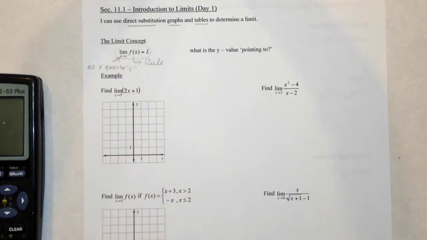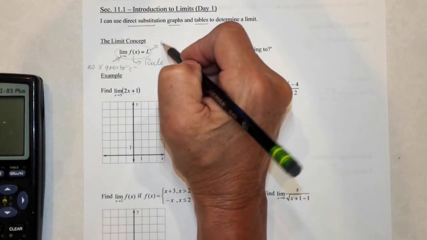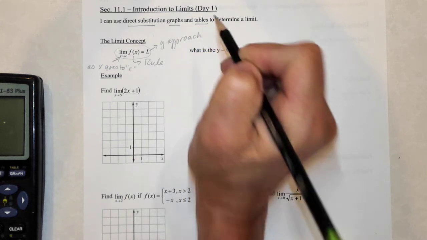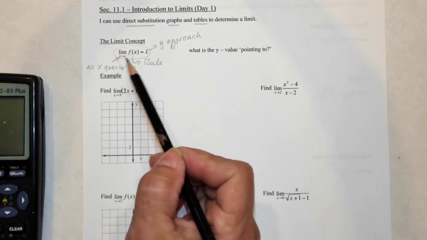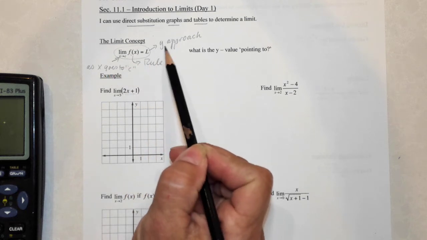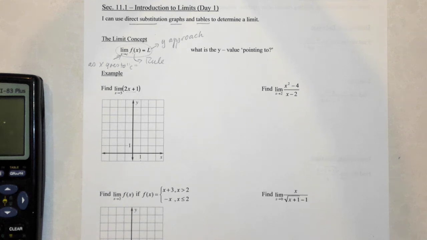So as x does something, the answer is going to be asking you, what does y do? What does y approach? Now, it may never get there, and we've seen that with asymptotes where it can go towards an asymptote but maybe never touch it. So you're really saying, hey, if I'm looking at this function, as x does this, what does the y go towards? What does the y approach? Or what is the y pointing at?